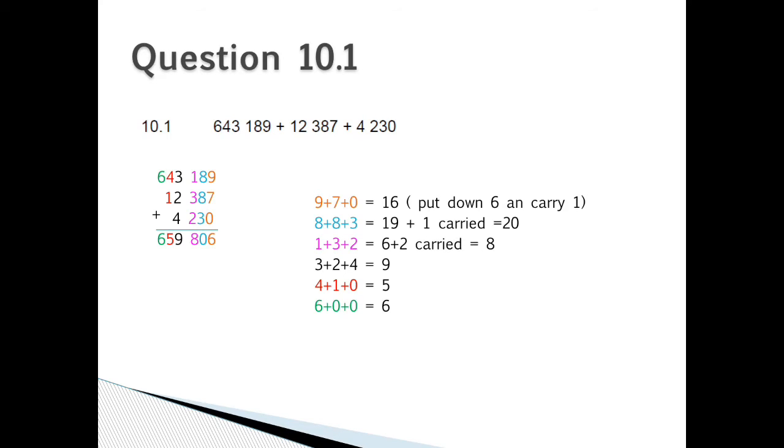1 plus 3 plus 2 is equal to 6, plus the 2 you carried is equal to 8. Put down your 8. 3 plus 2 plus 4 is equal to 9. Put down your 9. 4 plus 1 plus 0 is equal to 5. Put down your 5. And 6 plus 0 plus 0 is equal to 6. So the answer is 659,806.